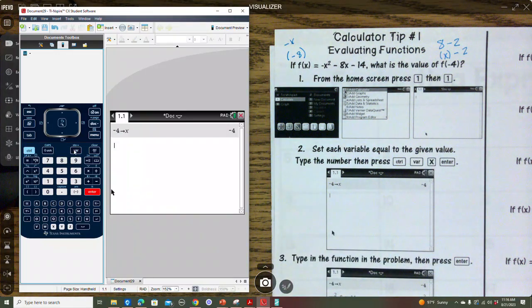Anytime you type an X on that calculator screen now, it's going to treat it like a negative 4. So if I say negative 2x, mathematically, what am I doing?